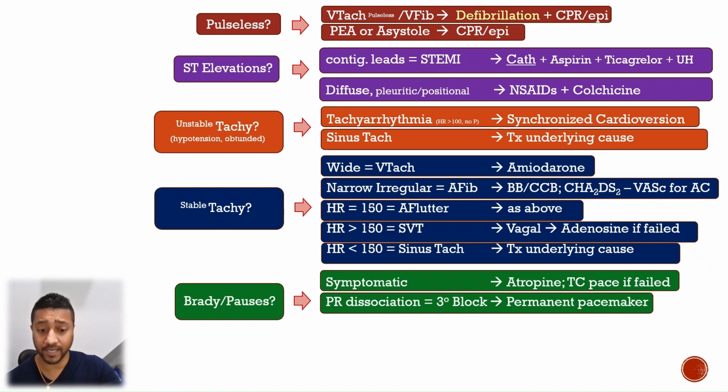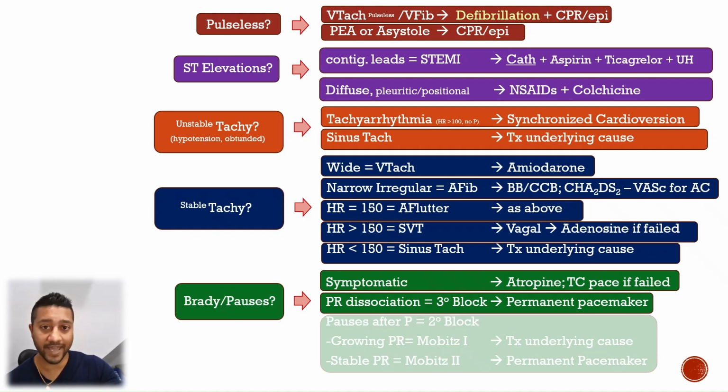Like, is it, for example, a complete heart block where I'm going to see PR dissociation? In that case, I know that these patients will eventually need a permanent pacemaker as their definitive management.